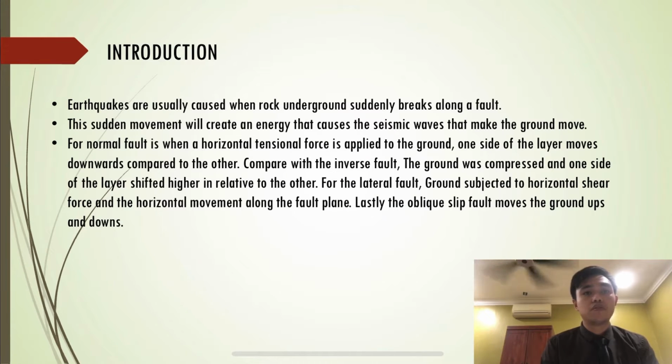So, the normal fault is when a horizontal tension force is applied to the ground. One side of the layer moves downwards compared to the others. For the reverse fault, the ground was compressed and one side of the layer shifted higher relative to the other. And lateral fault is when the ground is subjected to horizontal shear force and horizontal movement along the fault plane. And lastly, the oblique slip fault moves the ground ups and downs.